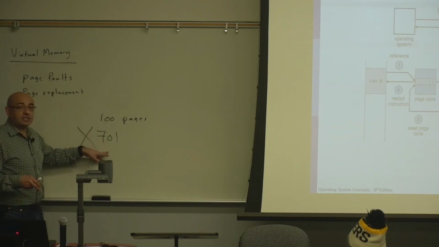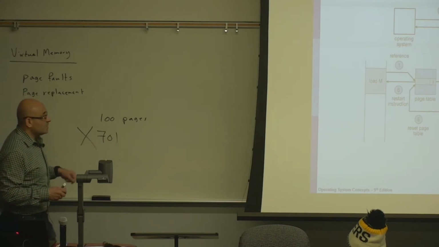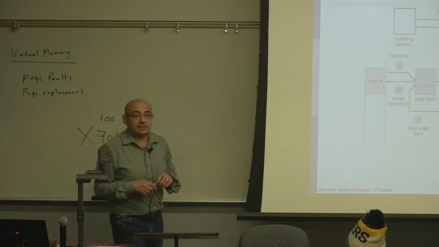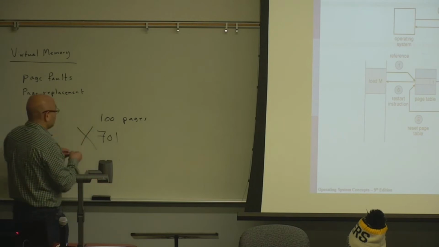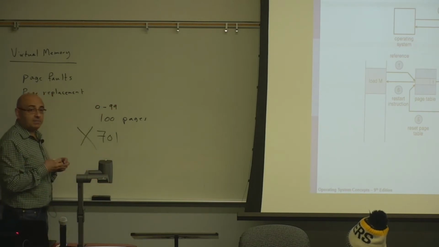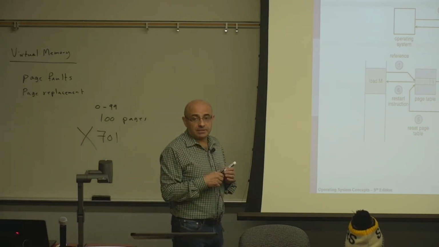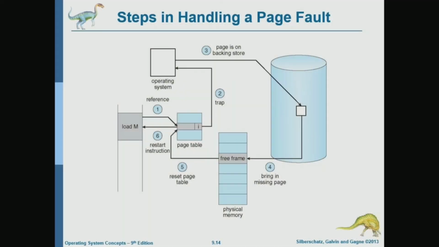An uninitialized pointer that has junk in it is referencing a page that doesn't exist. In this case, the system will just terminate the process. It will not proceed any further. But if it's valid, if it's between 0 and 99, that's a valid page number, then the system will fetch it from disk. It will find it on disk, and load it into physical memory.